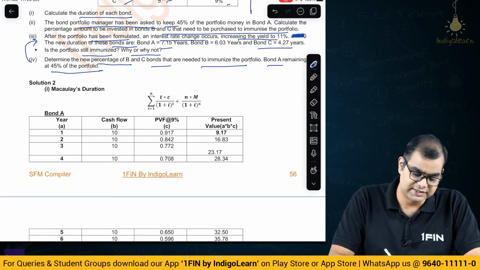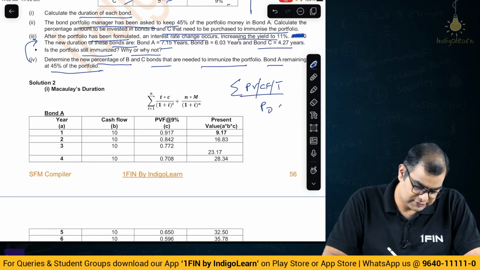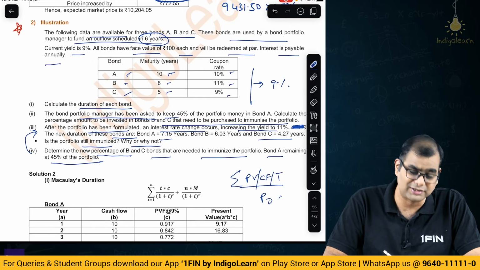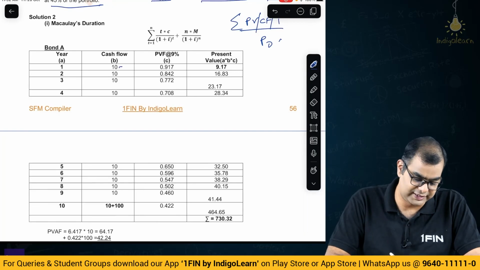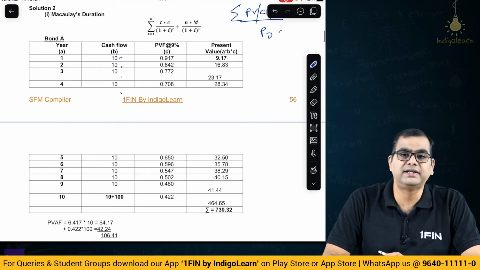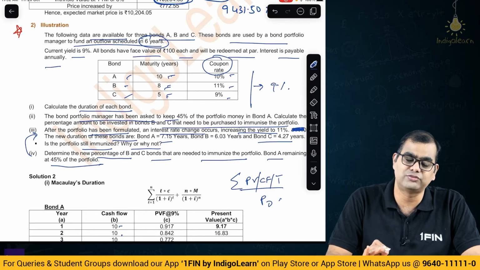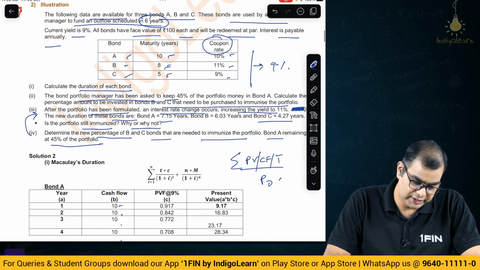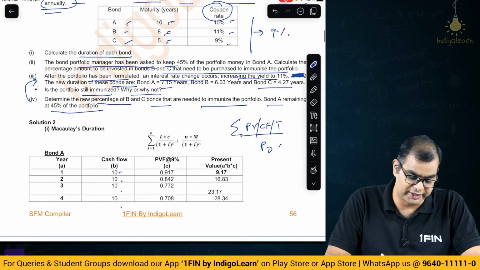So what is duration? Sigma of present value, cash flow and time, all these three things, divided by P0. So bond A, what is it? It's a 10-year bond. Then an 8-year bond, and a 5-year bond. For bond A the cash flow is 10, 10, 10, 10, 10, and so on. Every year cash flow is 10 because the coupon is 10. When they have not mentioned what the coupon is, it is fair to assume that the coupon is annual. Here they have mentioned that interest is payable annually, so no problem. But otherwise, please mention it as annual coupon and go ahead and solve the problem.